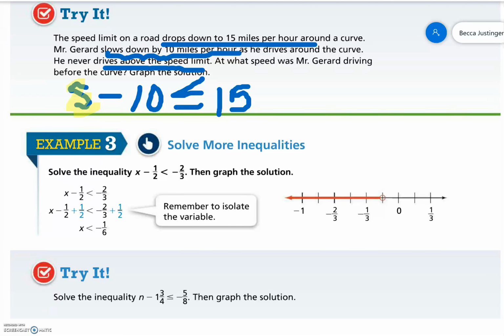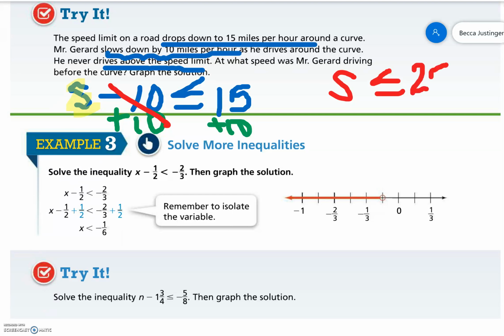So to get rid of that negative 10, we're going to add 10 to both sides. So that cancels out on the left. We have S, bring down your less than or equal to, and 15 plus 10 is 25. So he was driving either 25 miles an hour or less.